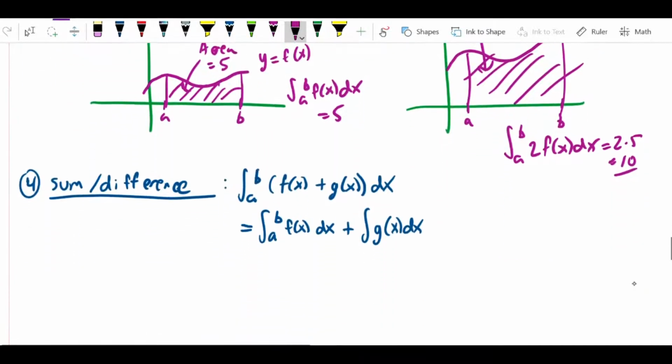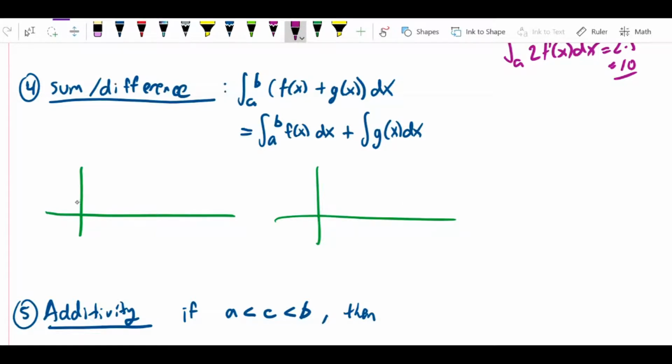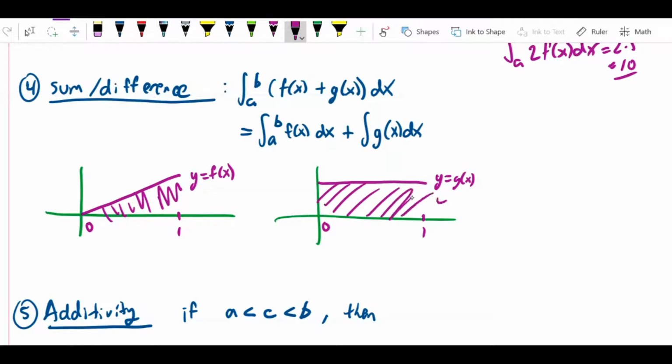Okay, let's see. Sum and difference. This sort of says what you'd think it would mean. Suppose that I have this function, we'll call this y equals f of x, and we'll call this one y equals g of x. And let's say we have the interval going from 0 to 1 in each case. So if I were to add up these two little bits of area, let's say that this is an area of 2 and this is an area of 4.